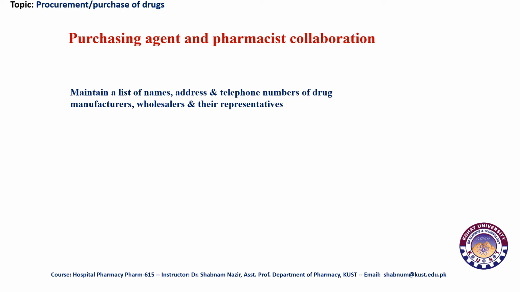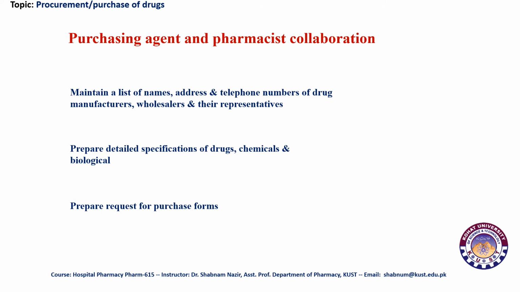But if, for example, a purchasing agent and pharmacist are collaborating in a parallel way and they are doing things side by side, then it is quite possible that they both be doing the same thing, and prepare a detailed specification of drugs, chemicals, and biologicals, same thing. Then prepare the request for purchase form, which was initially getting done by the pharmacist.